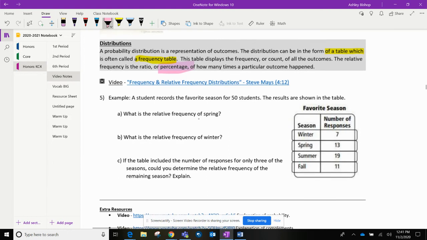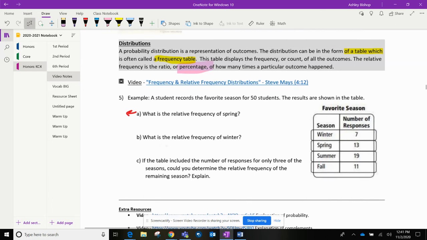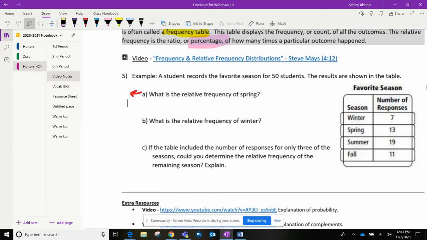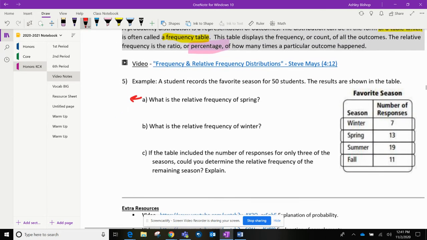A student records the favorite seasons for 50 students. The results are shown in the table. And then the question is saying, what is the relative frequency of spring? So this is asking for the probability that a student prefers spring. So we want a probability, and remember, we want it in a percentage.